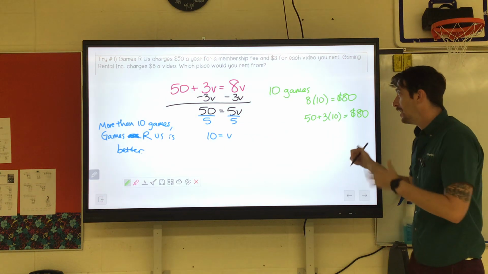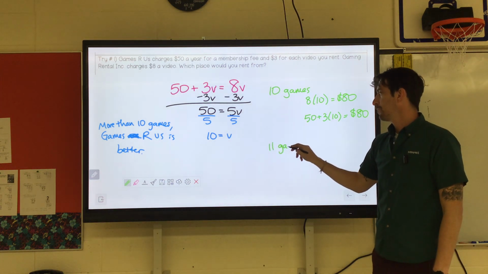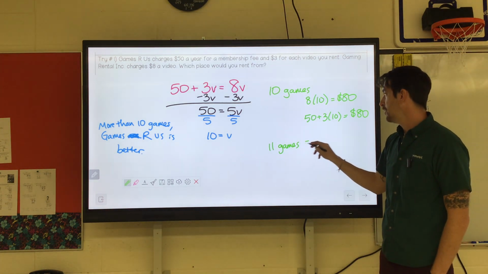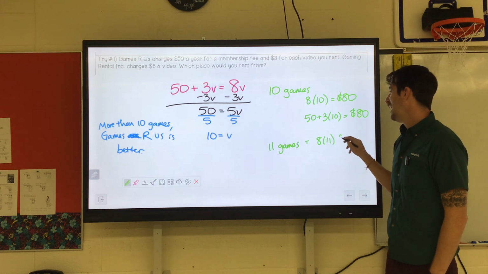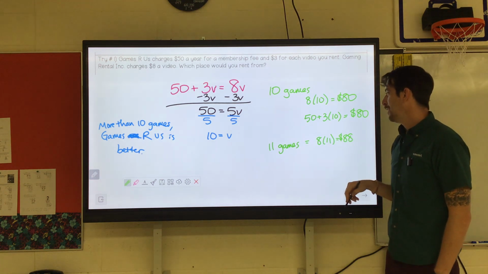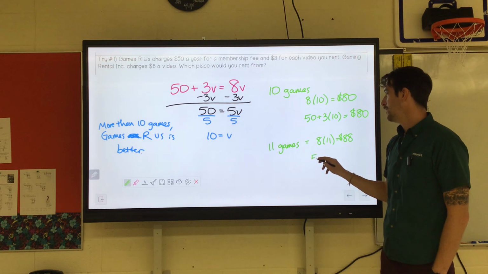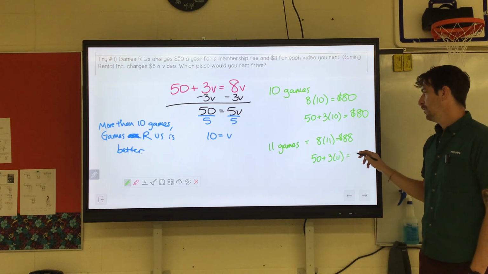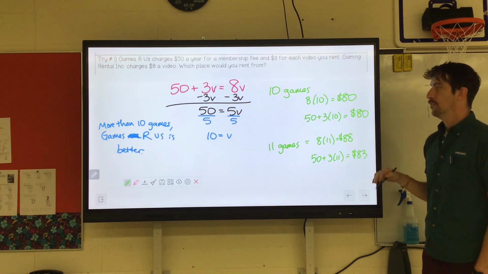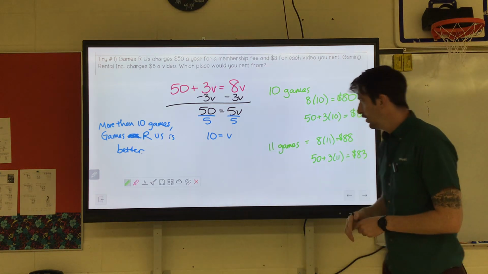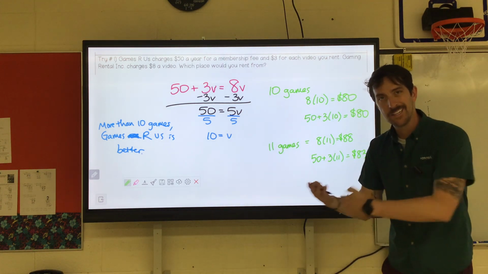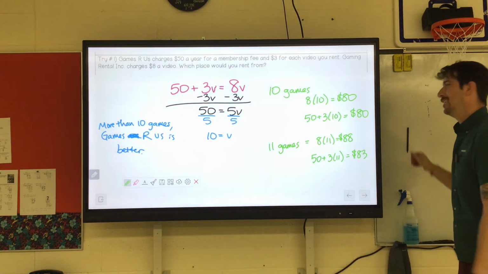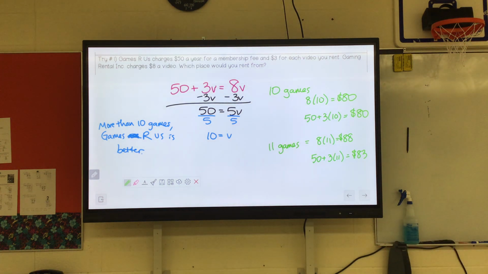But as soon as we go 11 games, the Rental Incorporated one is $8 each. So that would be 8 times 11. That would be $88 for Rental Incorporated. But the other one would be 50 plus 3 times 11, which is 50 plus 33, which is 83. So if you're going over 10 games, then Games R Us would be better. If you're going less than 10 games, then Rental Incorporated would be better for you. So that's kind of the tough spot, because it just depends. Are you going over 10 or under 10?